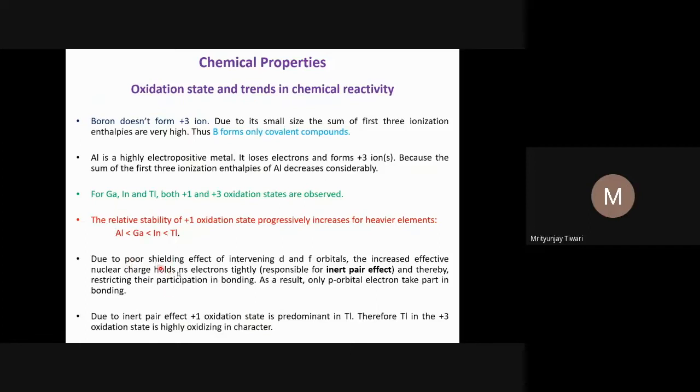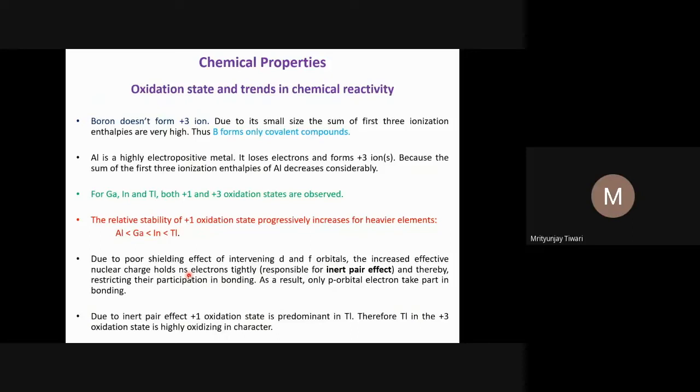The reason is the poor shielding effect of the intervening d electrons and f electrons. These d and f orbitals are farther from the nucleus, and so their shielding effect is also poor. It means their penetration power is lower than s and p orbitals. The increased effective nuclear charge holds the ns electrons tightly. Why does it hold the ns electrons tightly?